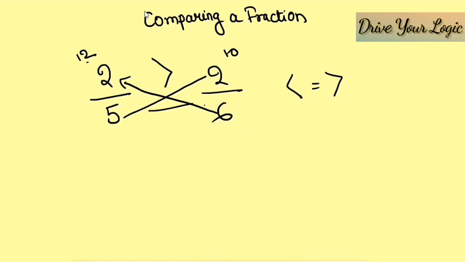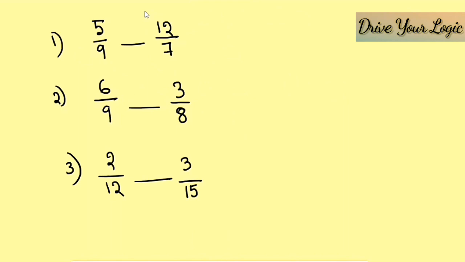Clear? Very easy process. Because if you do it by the LCM process, it will take a lot of time. But if you do it in this process, it will be very easy. And in this way, you can do ascending and descending order also. Clear? So let me show you a few more examples.